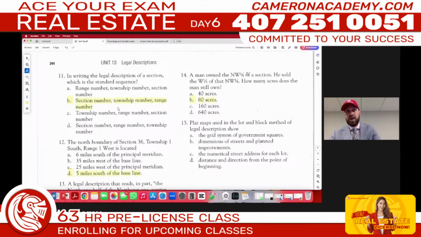Let me just describe something to you. If you own a quarter of a section, look what it says. Just mathematically speaking, how many acres are in a section? 640. Yeah, you're right. You can say it louder. Have that confidence. And it says you own a quarter of that. So you take that and divide by 4. That's what he would own, but then he sold half. So you take that and divide it by 2, and you get your answer.